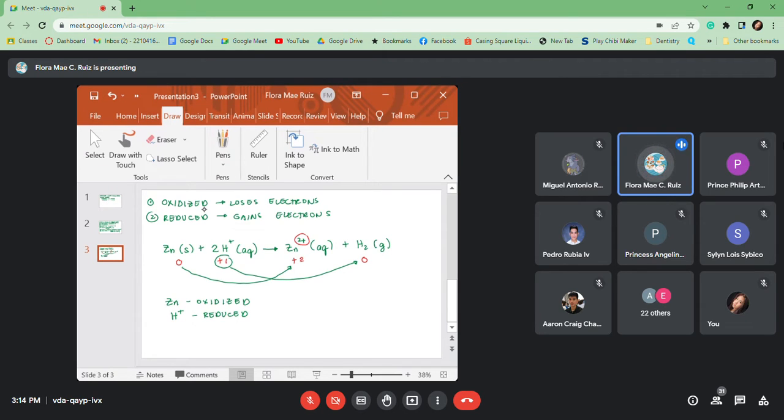The oxidizing agent causes something else to be oxidized. So in this formula, H plus causes zinc to oxidize. So we call your H plus your oxidizing agent, while vice versa, your reducing agent causes something to be reduced. So what causes H plus to be reduced? That is your zinc. So zinc is your reducing agent.